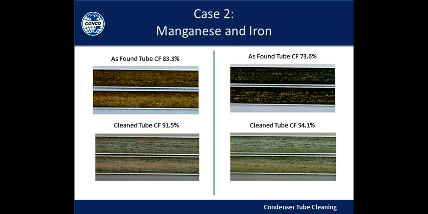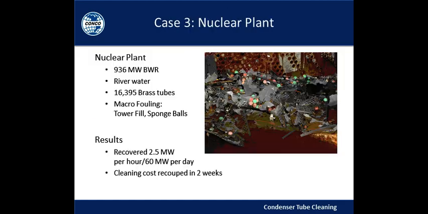Here's an example of tube testing done in the laboratory. As-found tube condition at 83% cleanliness factor, and the clean tube at 91.5%. That's approximately a 10% improvement. And right next to it, you can see a 20% improvement, from 73.6 to 94.1%. So I run that back through the calculations, and I say these are good exercises for mechanical cleaning.